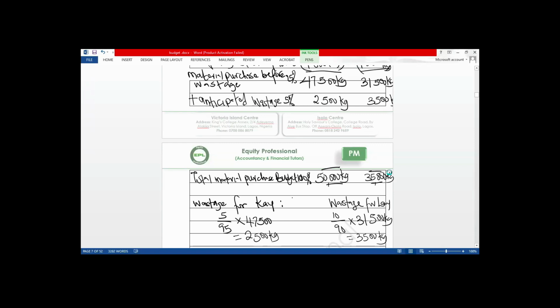So we are going to purchase 50,000 kg of material for product K and 35,000 kg of the material for product Lay. And you know it's the same material, material T. Now please listen to this very well. The same material is used on product Lay. Use the same and come here and do like this.